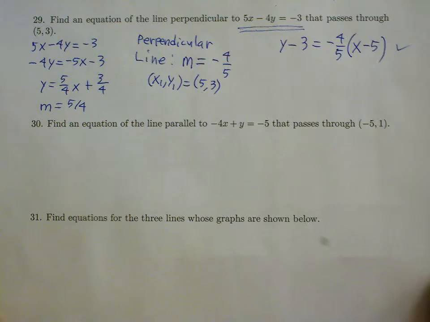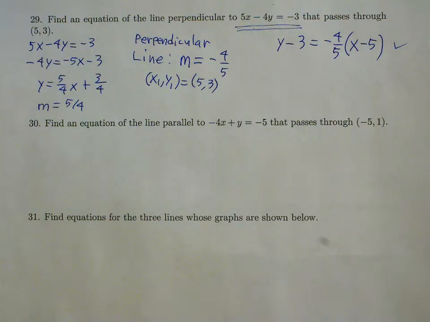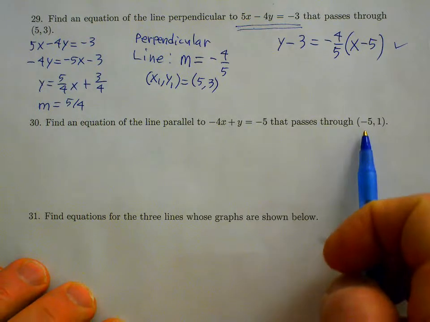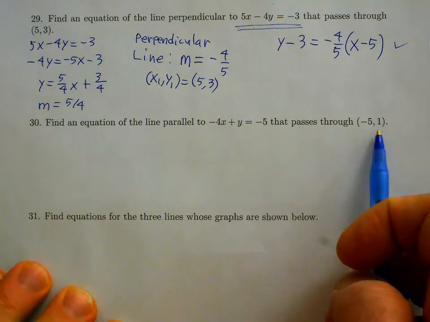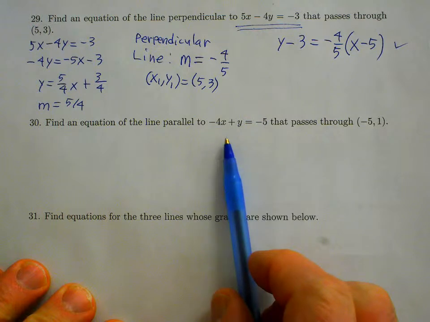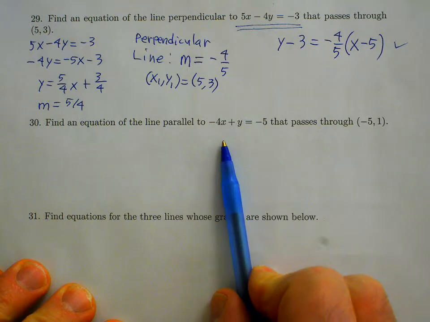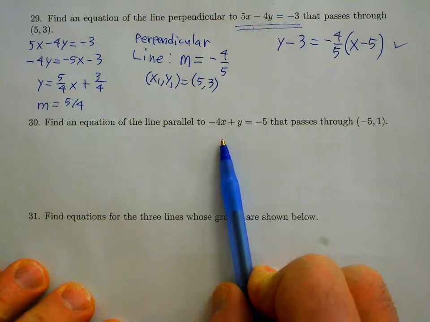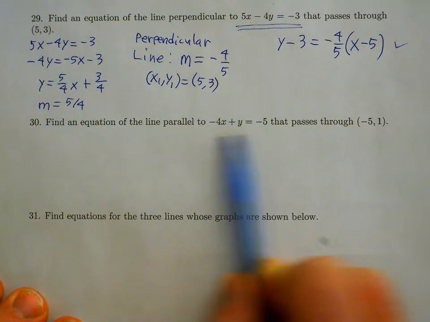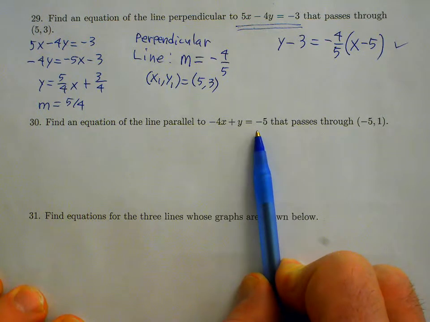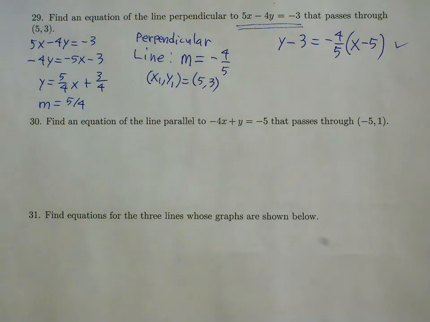Okay, the next problem, this time find an equation of the line that's parallel to negative 4x plus y equals negative 5 that passes through the ordered pair (negative 5, 1). So we remember that two lines are parallel if they have the same slope. Okay, so we want to find the slope of the given line, and whatever that slope is going to be the same as the slope of the line that's parallel to it.